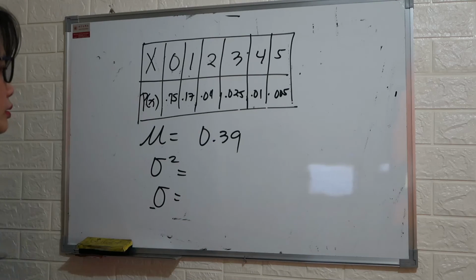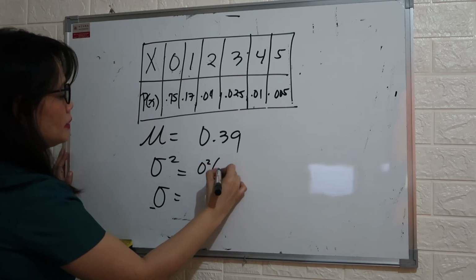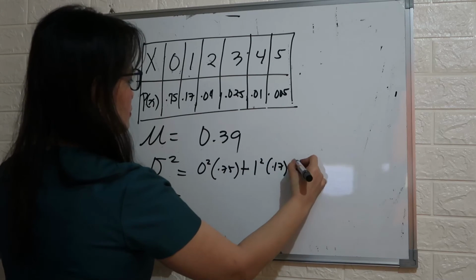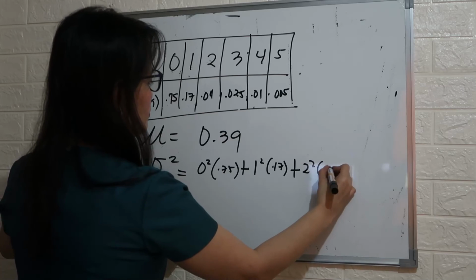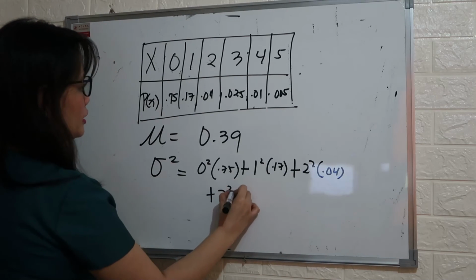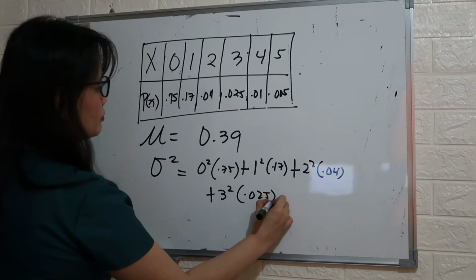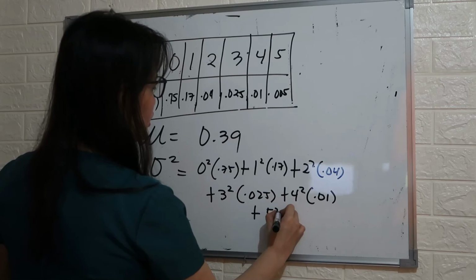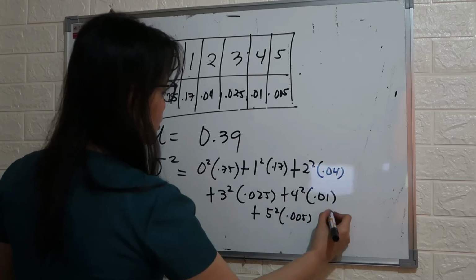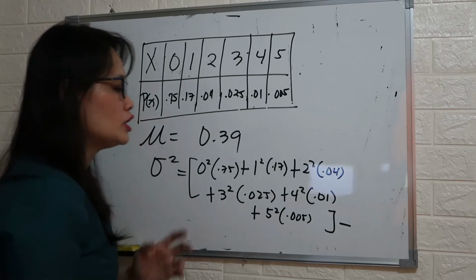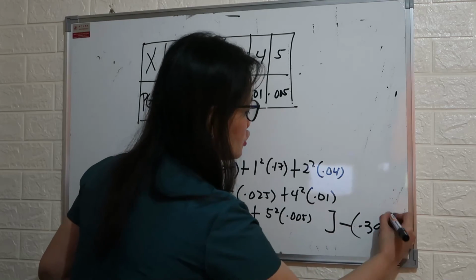Get the product. So that will be 0 squared multiplied by 0.75 plus 1 squared multiplied by 0.17 plus 2 squared multiplied by 0.04 plus 3 squared multiplied by 0.025 plus 4 squared multiplied by 0.01 plus 5 squared multiplied by 0.005. Okay, and then subtract the square of your mean, so that will be 0.39 squared.